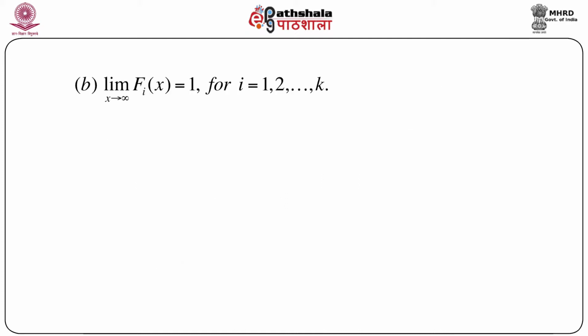Now let us consider the second property, or rather the first part of the second property. Since again Fi is a distribution function for every i equals 1 to k, the limit as x goes to infinity of Fi(x) equals 1.